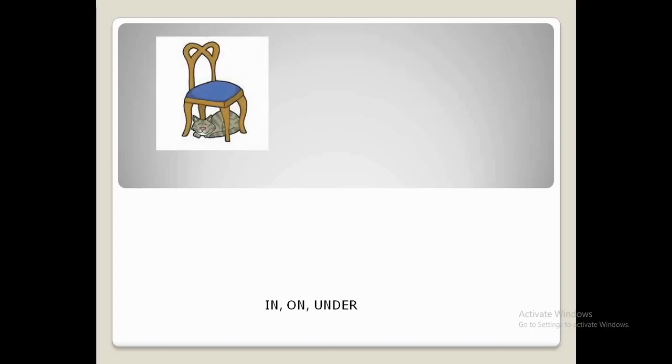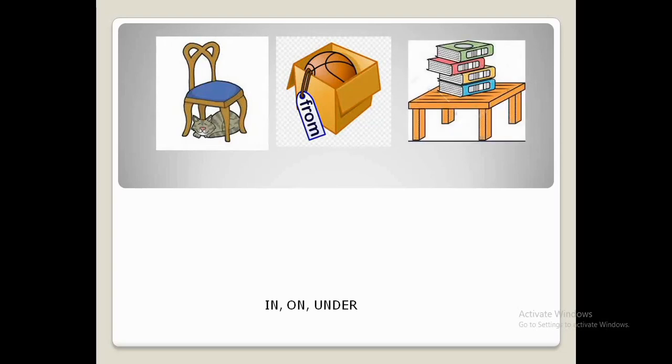Okay, listen guys. First of all, we are going to study the prepositions in, on, and under, okay? So we are going to say in when something is enclosed or surrounded by something. For example, in the second case here, we can say that the ball is in the box, okay? The ball is in the box.